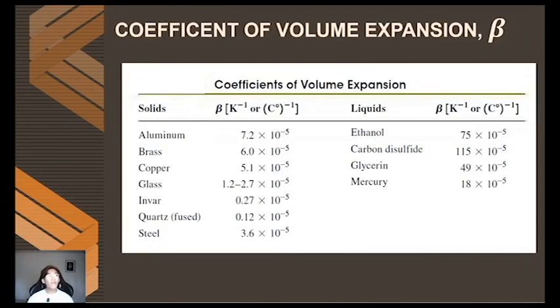And we have here the different values for the coefficient of volume expansion for different types of materials. As you can see here, the beta values for liquids are generally much greater than those of solids. For example, ethanol is 75, glass is 1.2 to 2.7, Invar is 0.27, and quartz is 0.12.